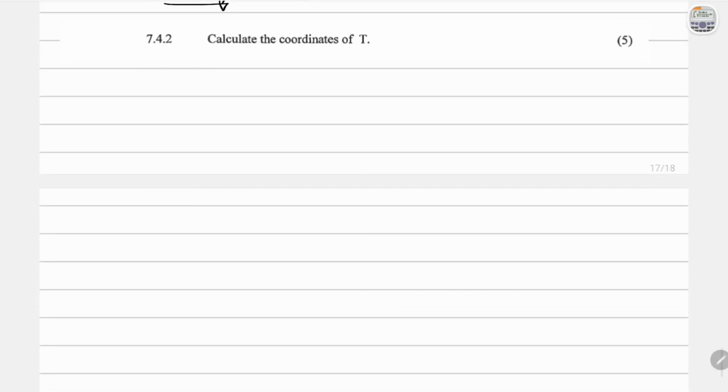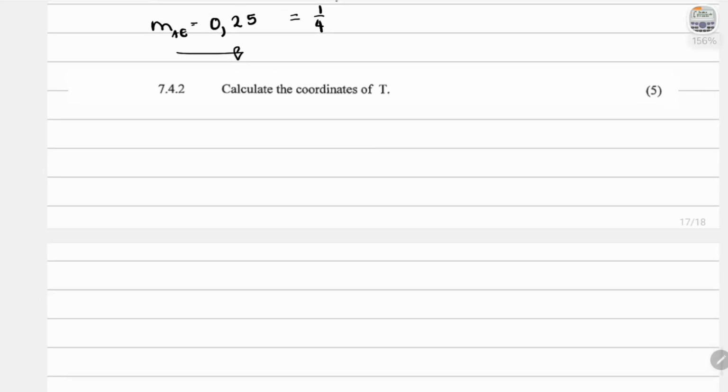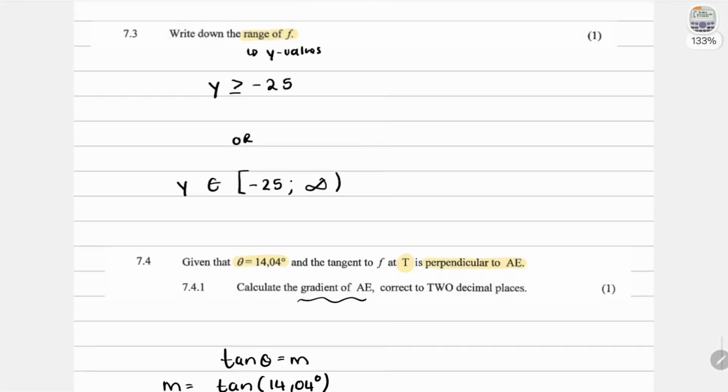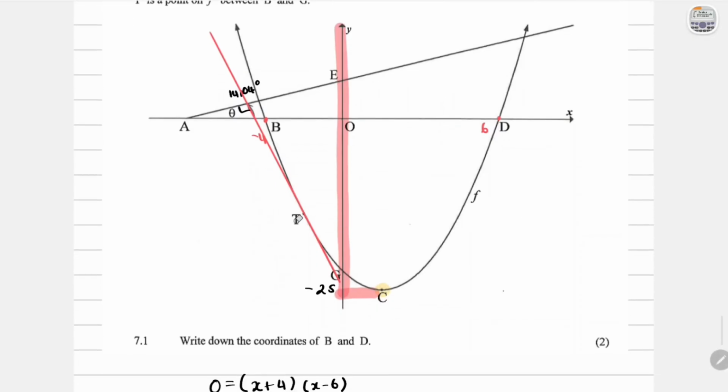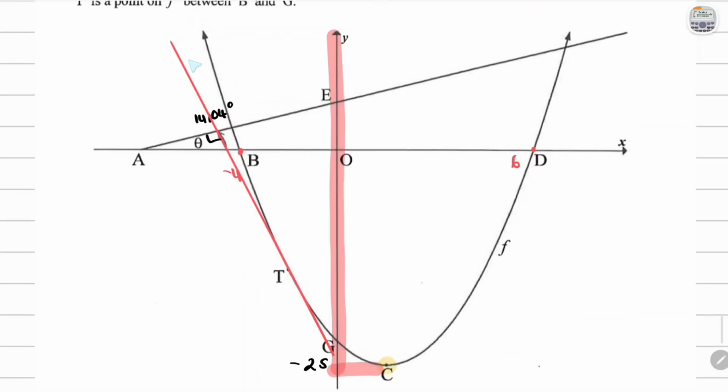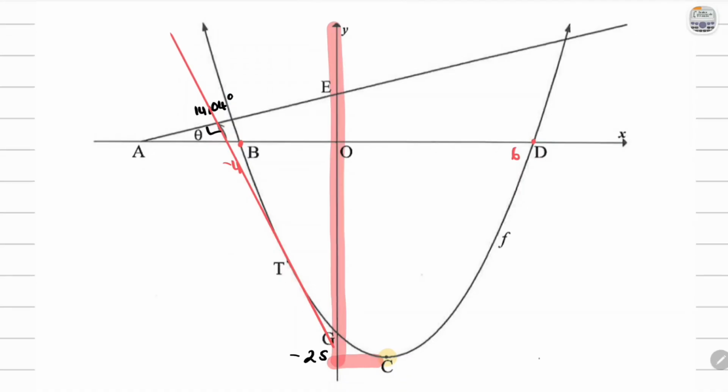And then finally, question 7.4.2 asks us to calculate the coordinates of T. So what are the coordinates of T, that point where this graph has a tangent? Well, what is the only thing we know about this point? We know that there is a tangent to f at this point, and that tangent is perpendicular to AE. So we can find its gradient. And because we have the gradient of this tangent, we can find out where the gradients are going to be the same on the parabola and at that point.